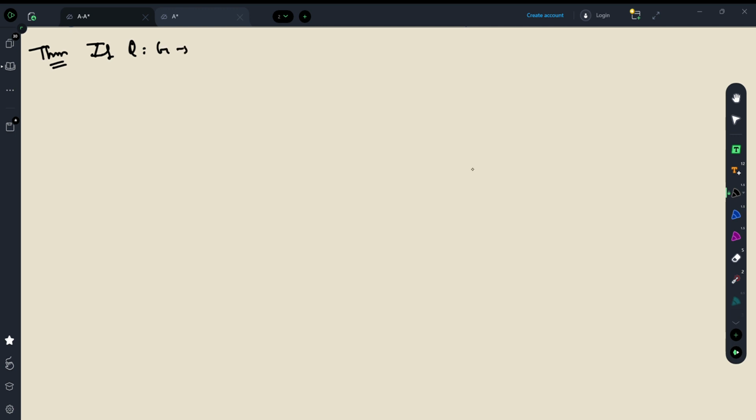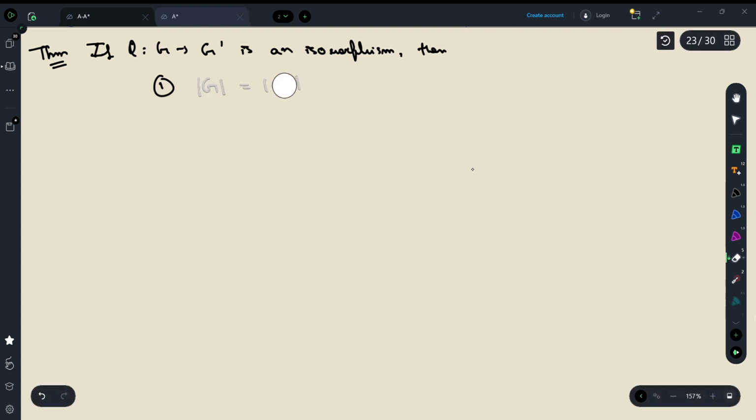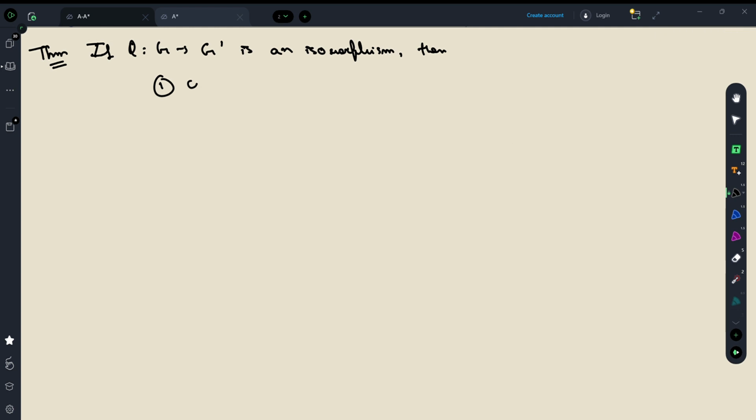So let me again state it as a theorem. If phi from G to G dash is an isomorphism, then number one, the order of G is the same as the order of G dash. Let me not write it because it's too trivial to be stated as a theorem. It comes from the fact that G and G dash are numerically equivalent because there exists a bijection between them. Phi inverse from G dash to G is an isomorphism. This we have already shown while speaking of the fact that isomorphism is an equivalence relation.